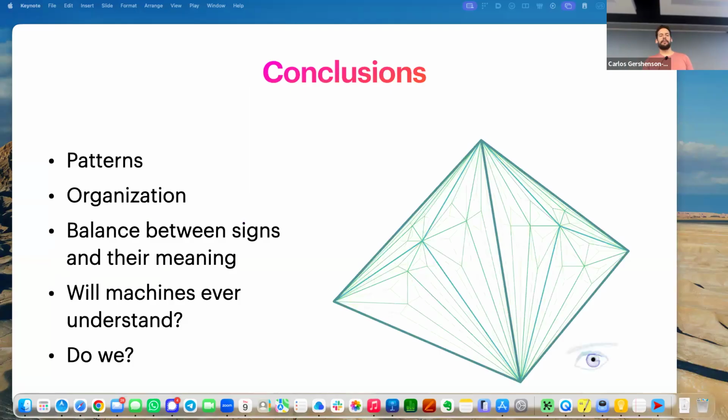So fractals are spatial patterns. 1/f noise would be their temporal similar, and this carries certain organization. This can be measured with information, and we can speak about the balance between signs and their meaning, and the open question whether machines will ever understand, but then we can ask ourselves whether we understand. Any questions?